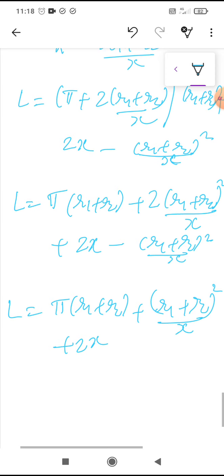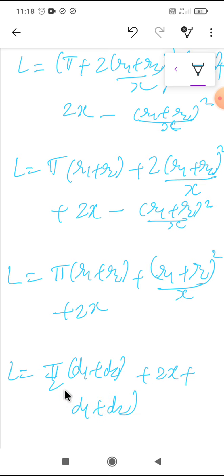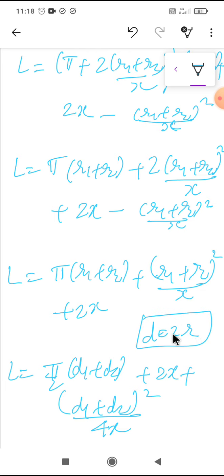If you want to find this in terms of the diameter, it will be nothing but pi by 2 (D1 plus D2) plus 2X plus (D1 plus D2) whole square divided by 4X. We have just used the formula that diameter is 2 times the radius, nothing else. So radius will be diameter divided by 2. So we implemented this formula. So this is the length of the cross belt drive.